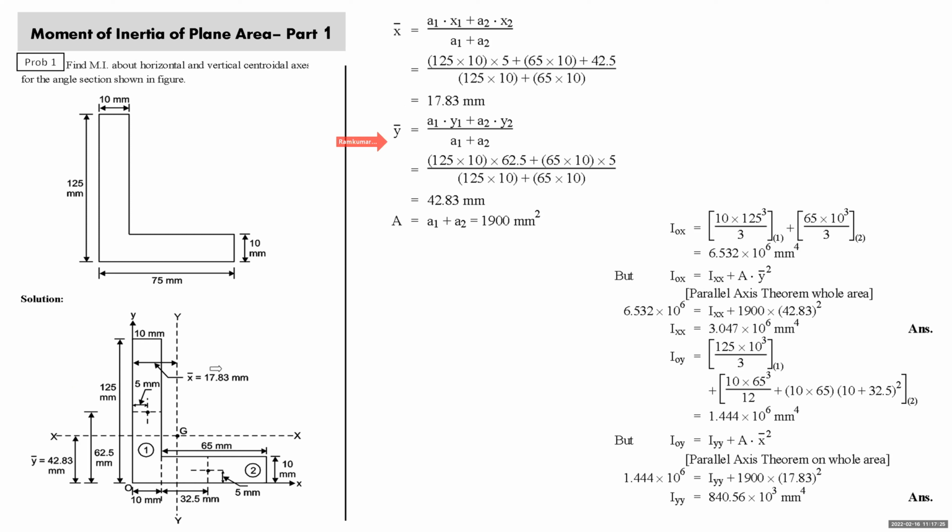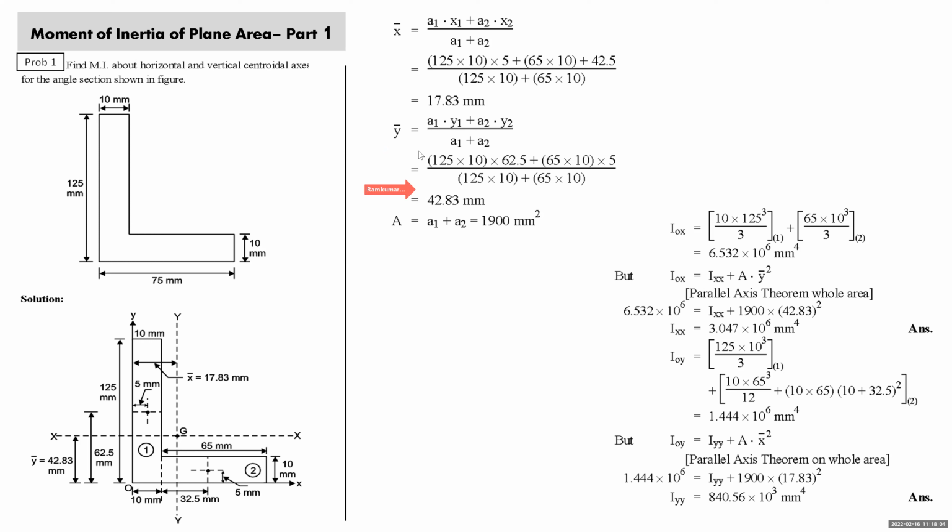Similarly, we get y bar. Y bar is this distance between OX axis and XX axis, right? What is y bar? A1 y1 plus A2 y2 divided by A1 plus A2. A1 area is 10 into 125. Centroidal y coordinate of centroid of this from the axis OX is what? 125 divided by 62.5 plus this area 65 into 10. Y coordinate of centroid of this component is 5, divided by A1 plus A2, you get it. Total area of this angle section is A1 plus A2, that is 1900. I mean, this is the denominator of this expression.